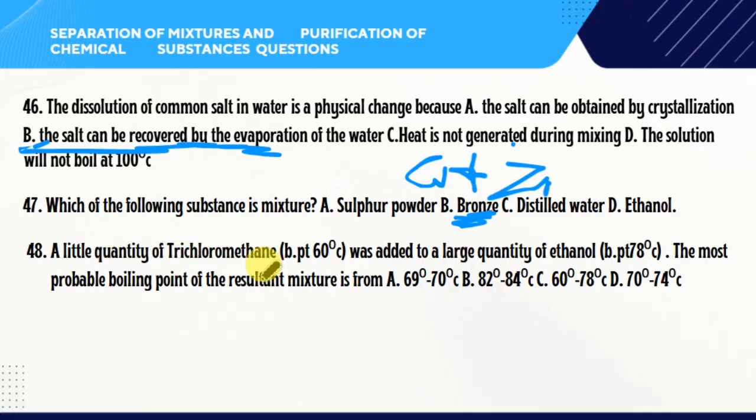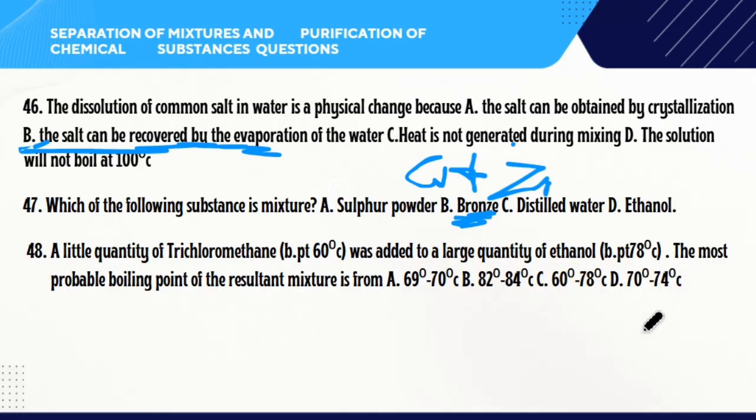A little quantity of trichloromethane, with a boiling point of 60 degrees, was added to a large quantity of ethanol. The boiling point is at 78 degrees. The most probable boiling point of the resulting mixture is dash. We have 69 to 70, 82 to 84, 60 to 78, 70 to 74.